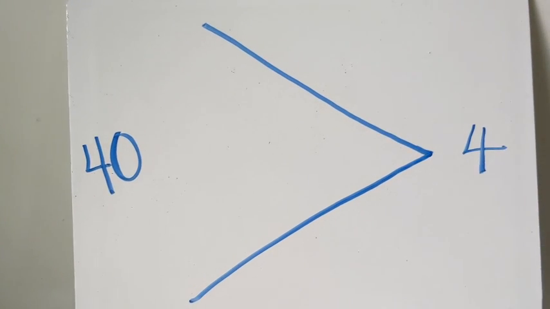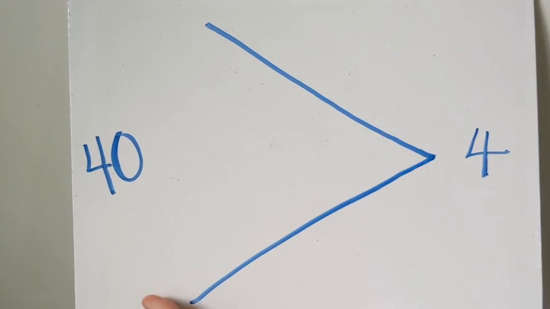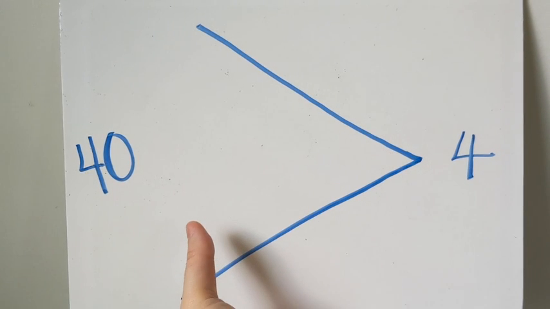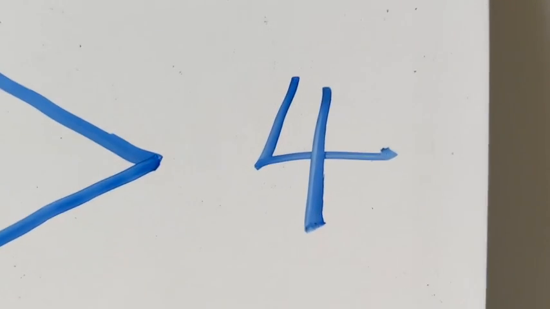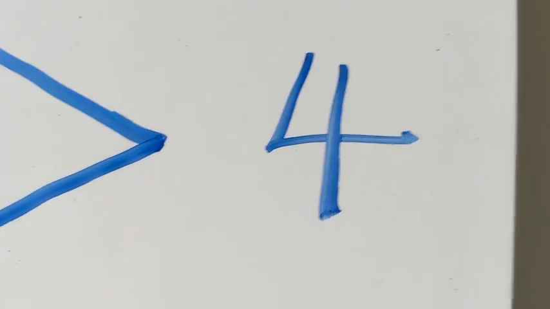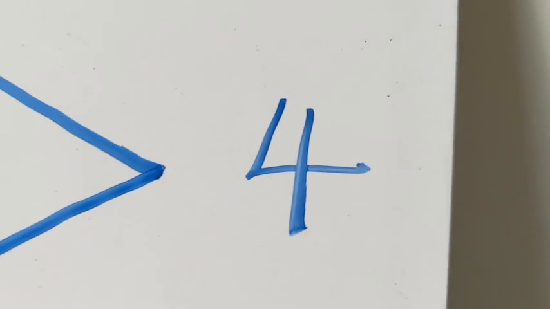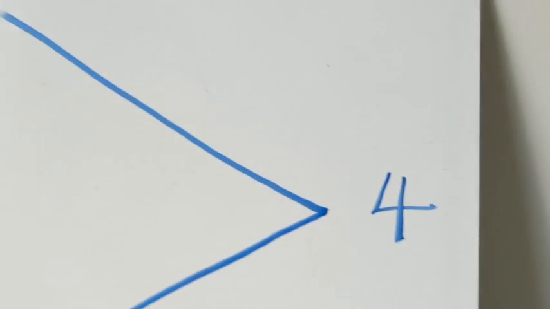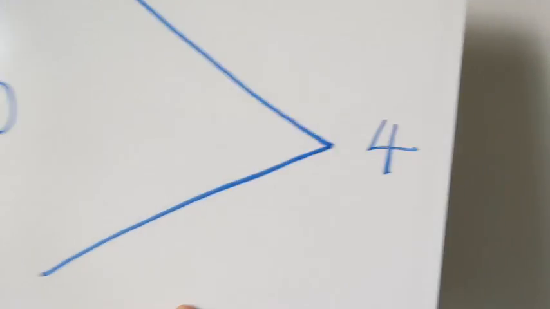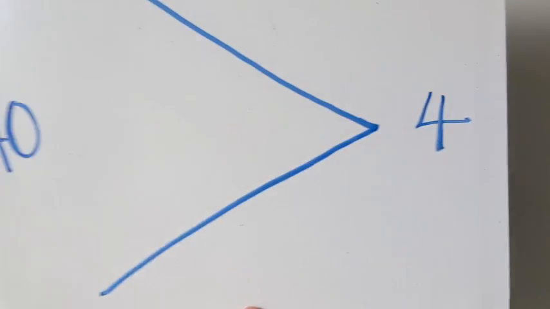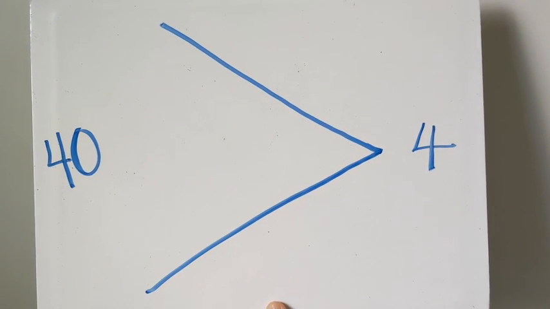So this is how we use a symbol. We put 40 on this side because this side shows the big, gigantic space right here. And then the tiny little tail of the greater than sign right here, that's pointing to the tiny number 4. So this is called comparing numbers. We're comparing 2 numbers. Sometimes the 4 could be a big number, but in this case, it is really small.